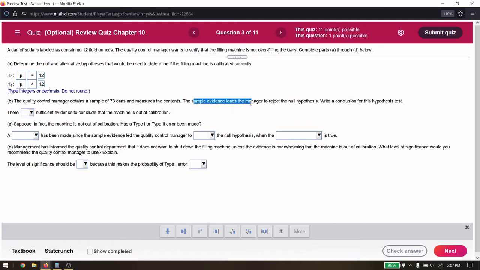So the evidence leads to rejecting the null hypothesis, or a conclusion. If we reject the null hypothesis, that means there was sufficient evidence that the alternative was correct. So there is sufficient evidence to conclude the machine is out of calibration. Okay, now suppose in fact the machine is not out of calibration, but we did reject the null hypothesis. So we rejected the null hypothesis, and it actually is true, it is not out of calibration.